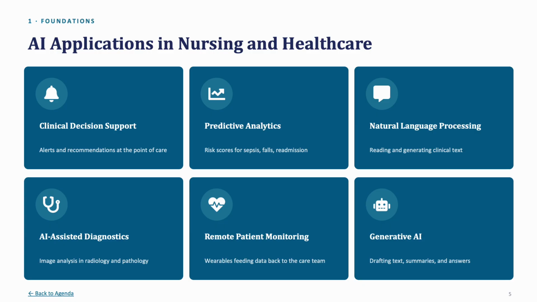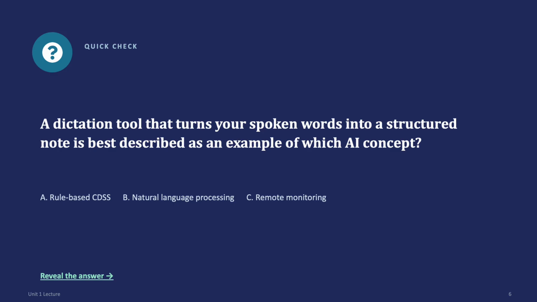AI shows up in nursing and healthcare in a handful of recurring forms: clinical decision support, predictive risk scoring, natural language processing, AI-assisted diagnostics, remote patient monitoring, and generative AI. We'll go through each of these in more depth over the next few slides.